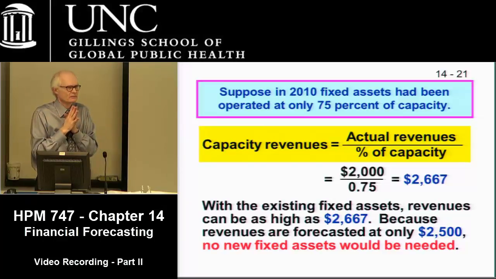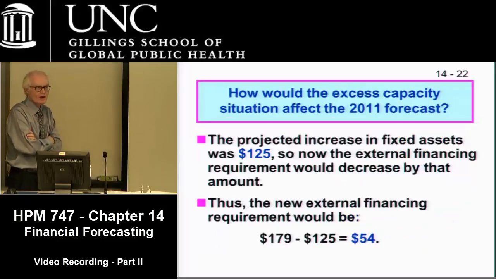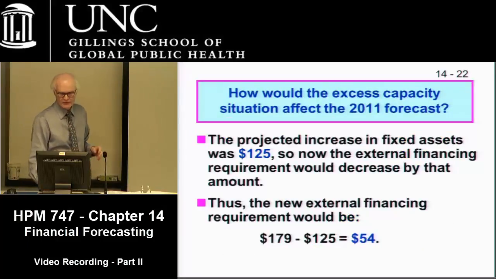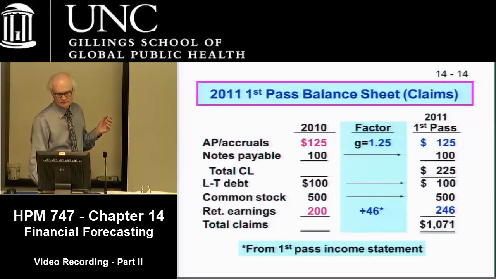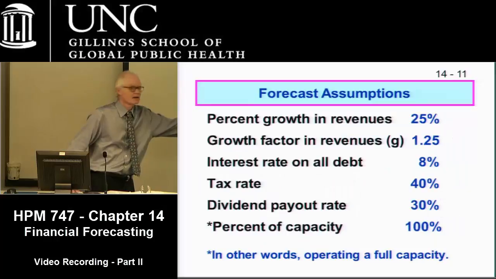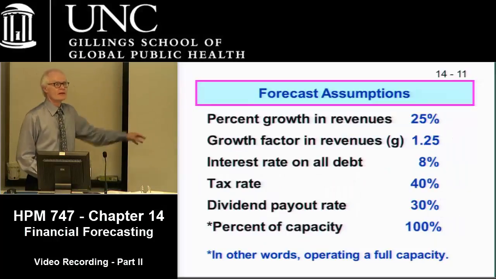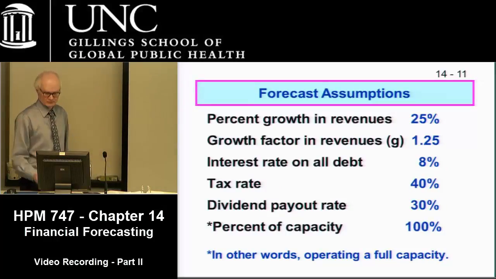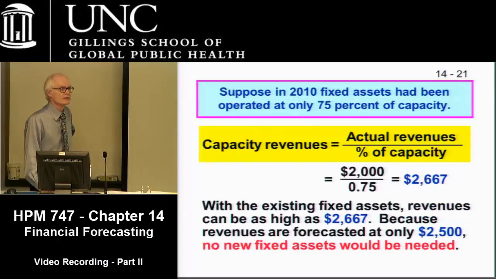Does that add up? And then on the next slide, when you talk about the 179 minus the 125. Right. That's because in our original example, we assumed 100% capacity. And that's just a starting point. Other questions about this?